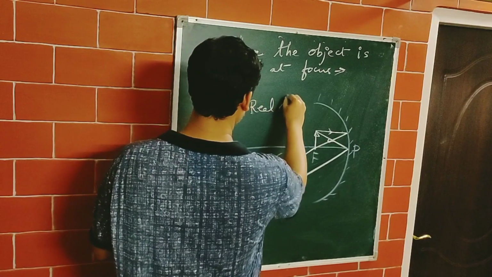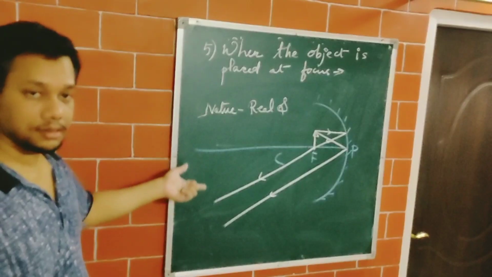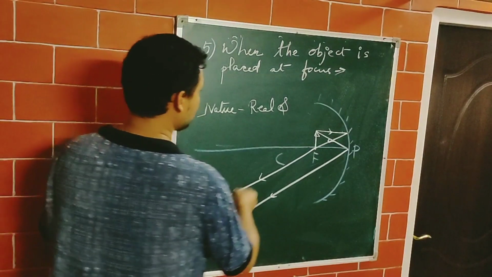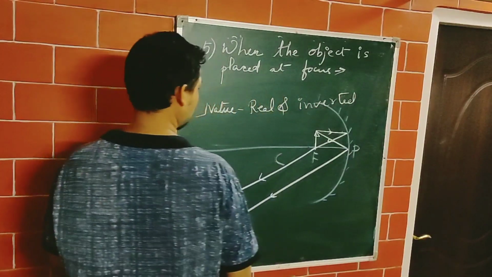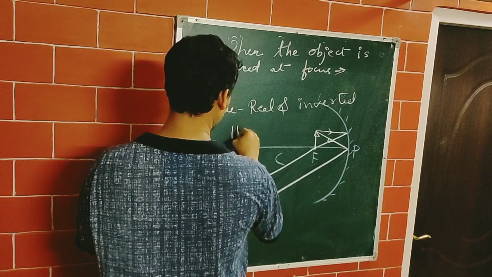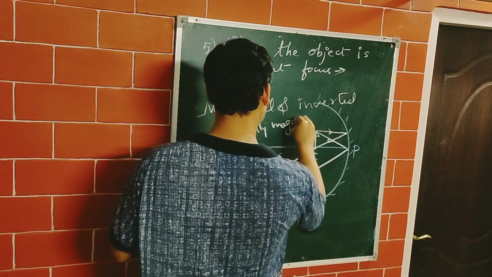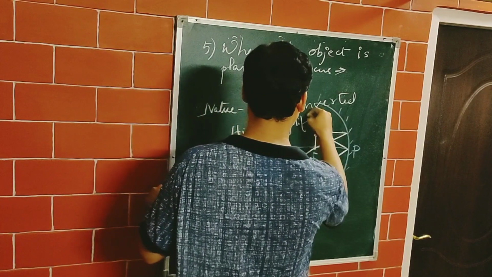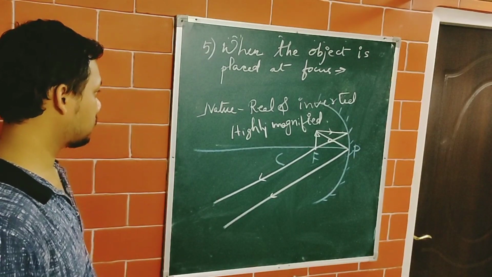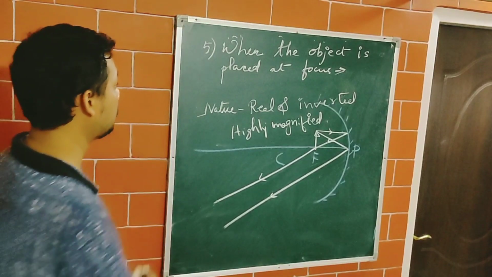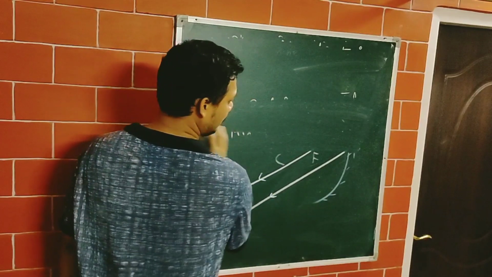Real and inverted. Obviously, below the principal axis the image will be inverted. So real and inverted and highly magnified. A highly magnified image will form. Okay, so that was the fifth. Next, between F and P.